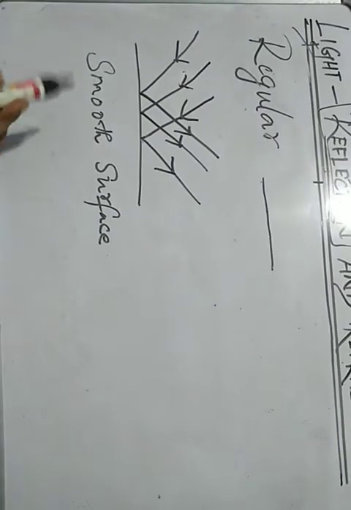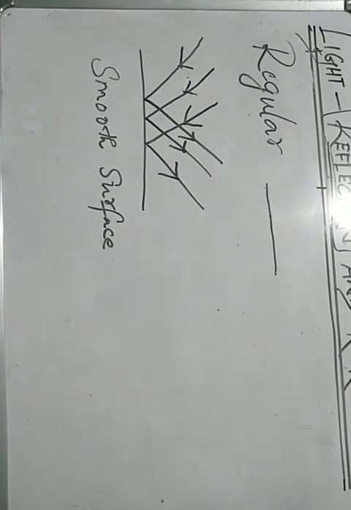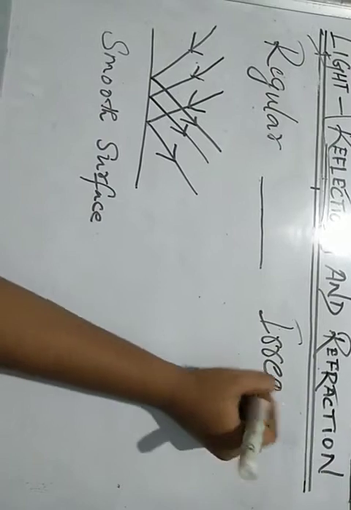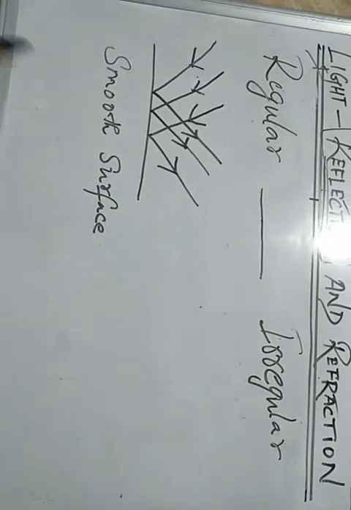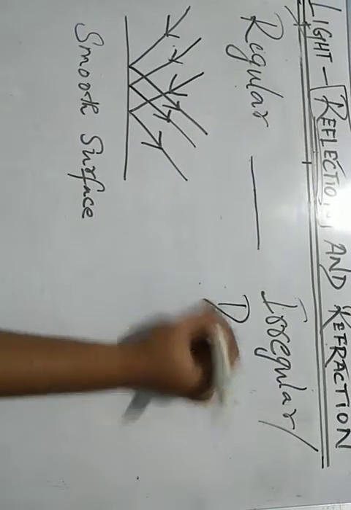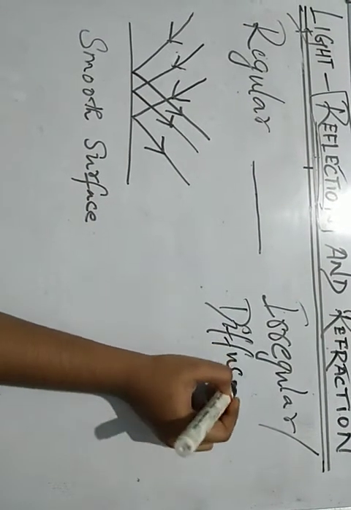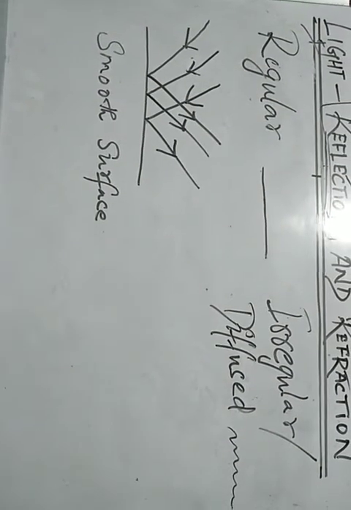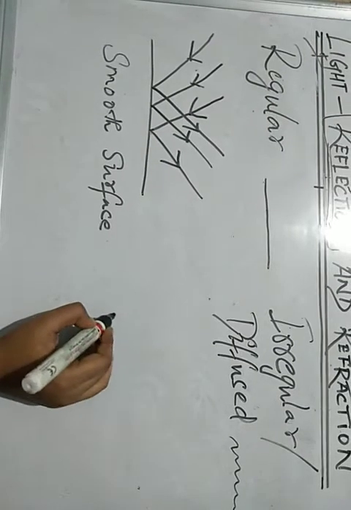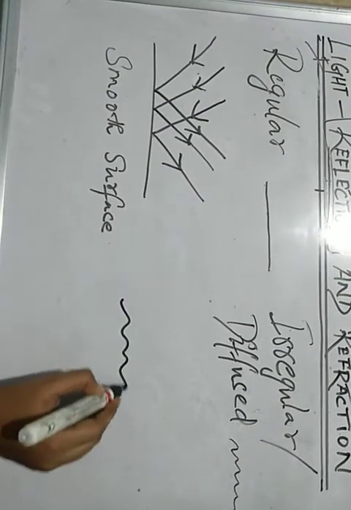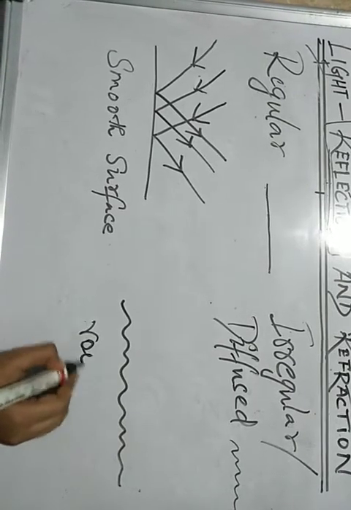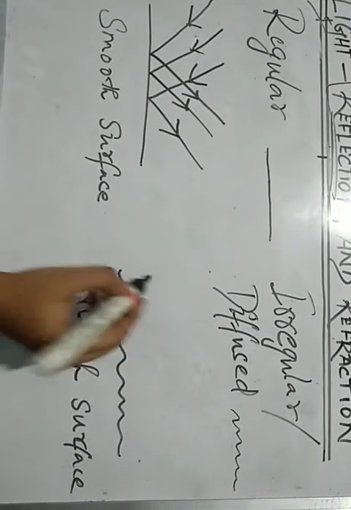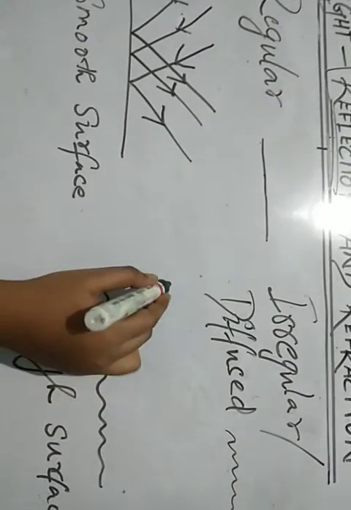Now, I want to show you about irregular reflection. For that, I have to take a rough surface. Irregular reflection or diffused reflection. Diffused. Okay, both are right. Diffused reflection. The surface is something of this kind. Rough surface. Now, you see the reflection over here, how it's reflecting. I take this rough surface, and the light rays are incidenting on this rough surface.